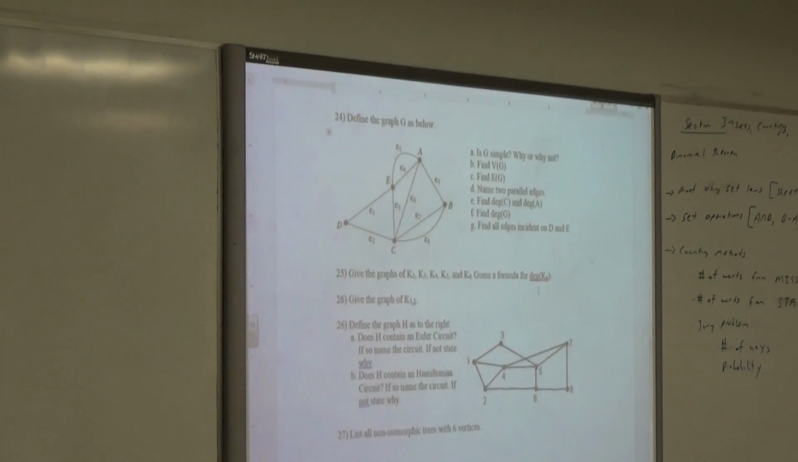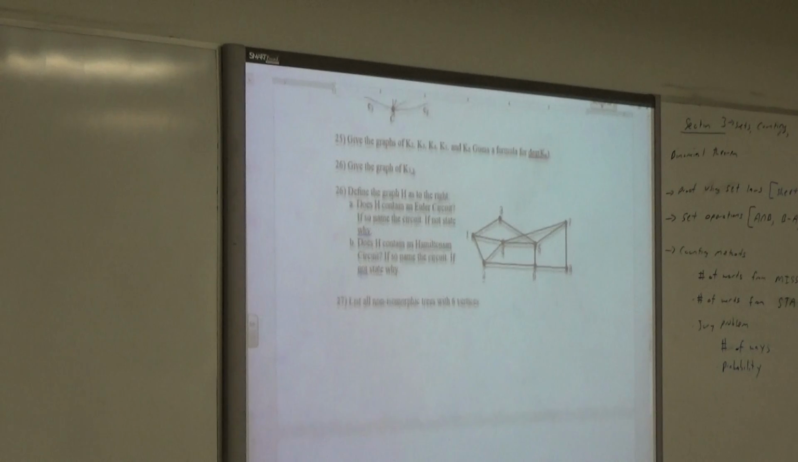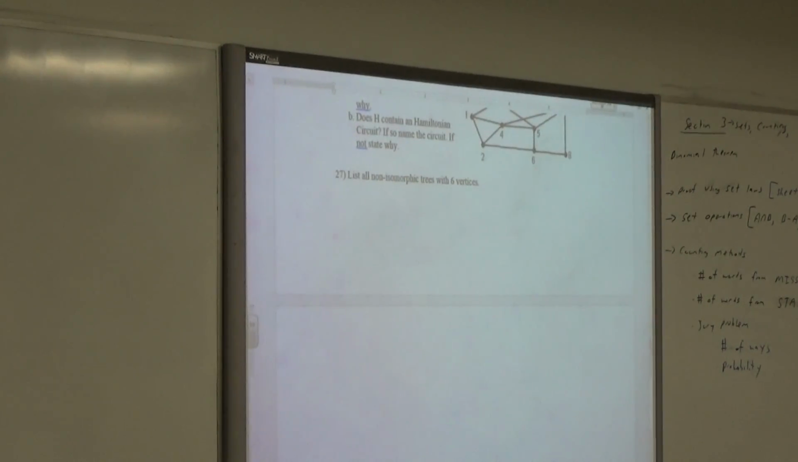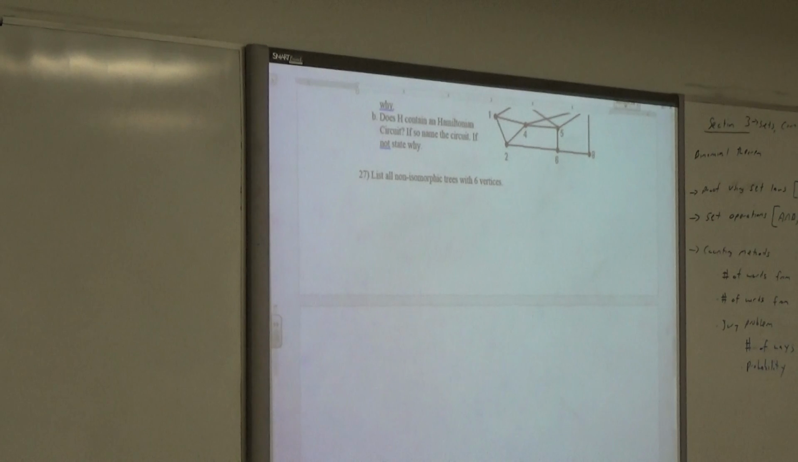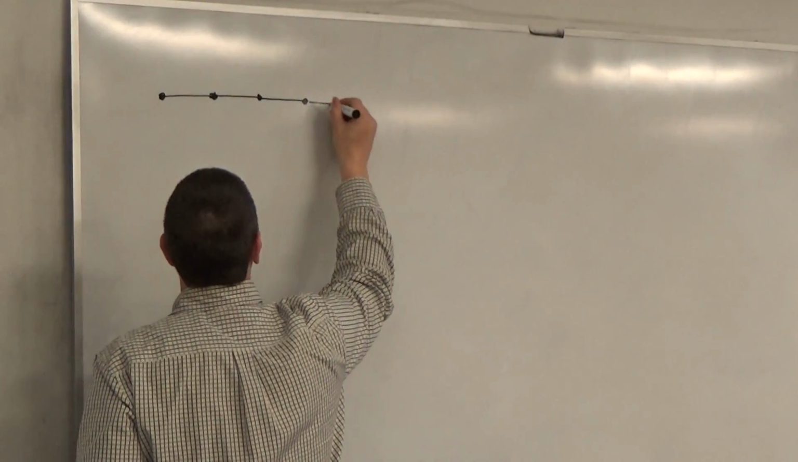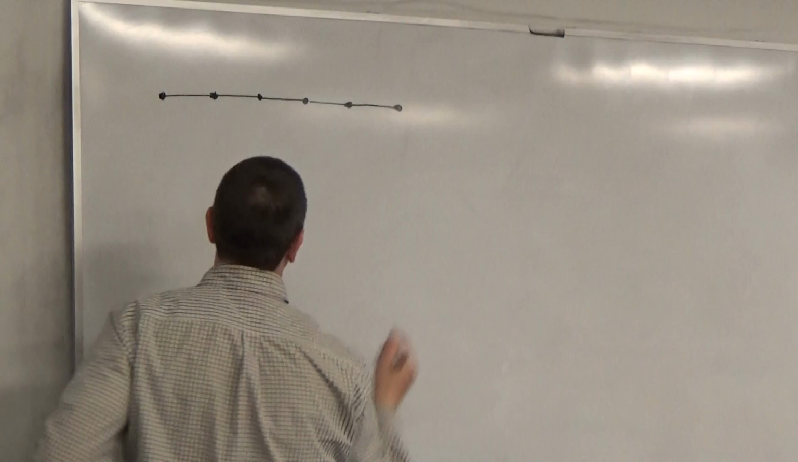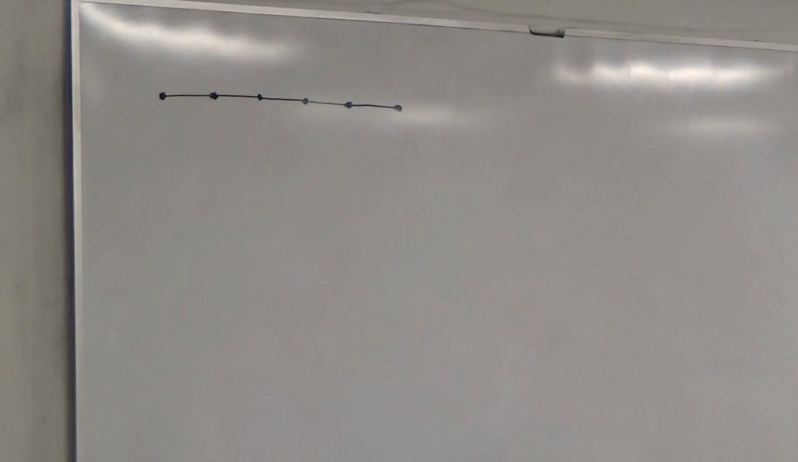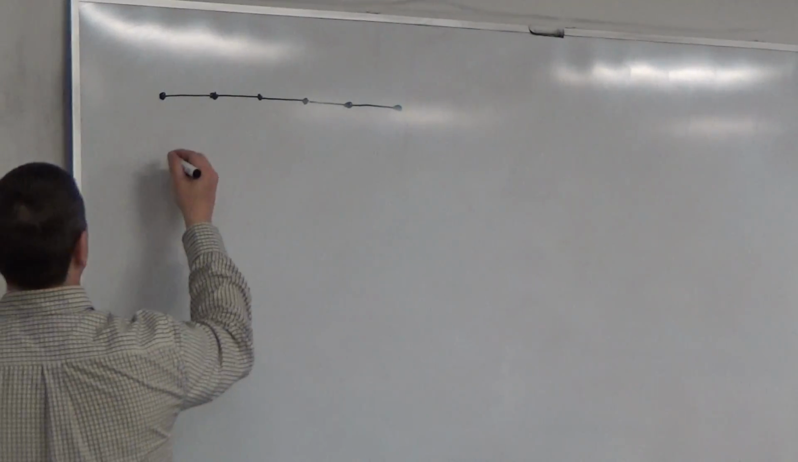This is actually a really sneaky one, because it looks pretty innocent and it's not all that nice. So number 27 says: list all the non-isomorphic trees with 6 vertices. One of them, obviously the easiest one, would be this guy right here. That's a tree, it has 6 vertices, it's not isomorphic. If the problem's worth 5 points, I at least give you 1 point because you can draw a line. Another non-isomorphic graph would look like this.